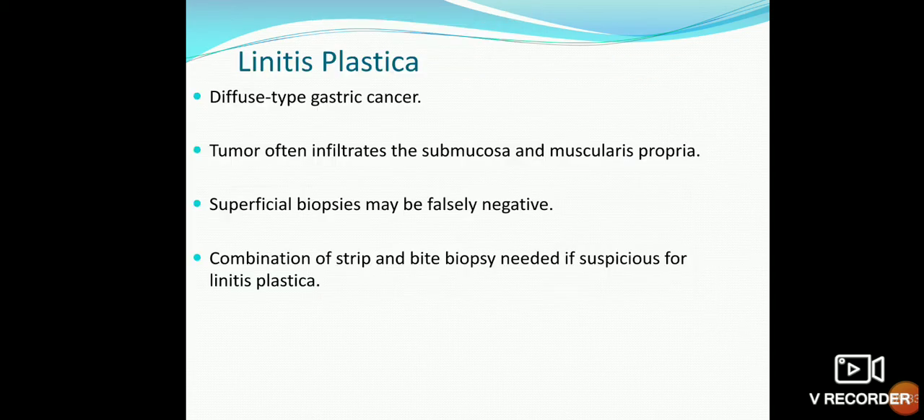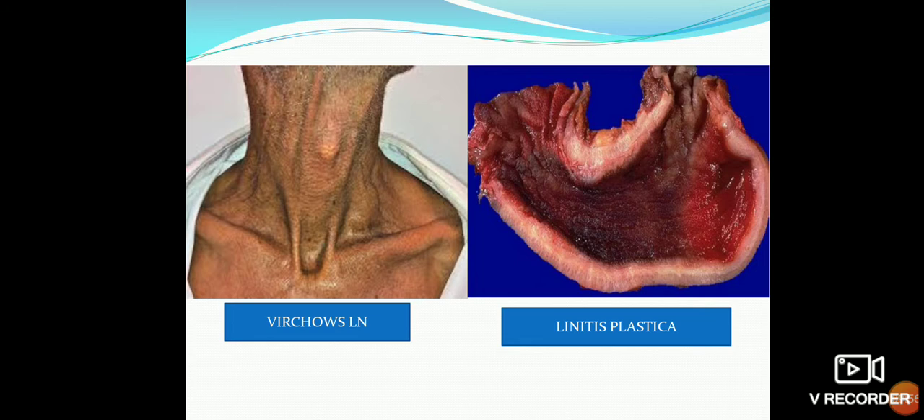Linitis plastica is a diffuse type gastric cancer. The tumor often infiltrates the submucosa and muscularis propria. Superficial biopsies may be falsely negative. A combination of strip and bite biopsy is needed if suspicious for linitis plastica. It means the biopsy taken is the whole thickness of the stomach. These are the left supraclavicular lymph nodes, also known as Virchow's node, and this is a diagram of linitis plastica.